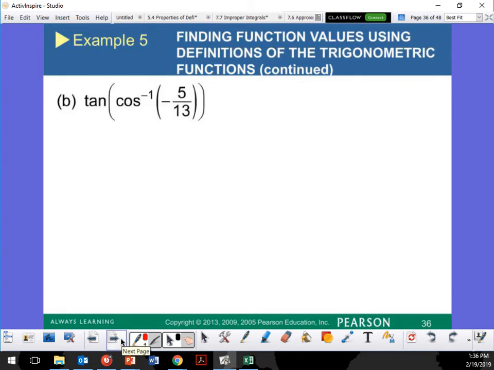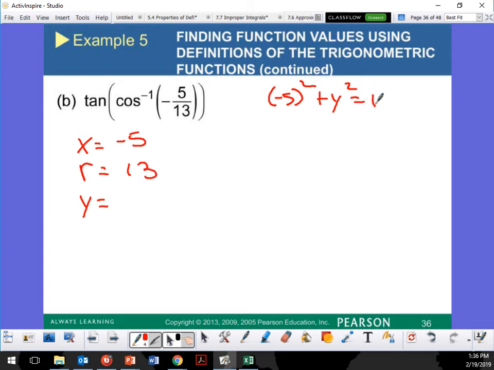All right, what's cosine? Cosine is X over R. So my X value is negative 5. Why has it got to be the negative? Because R cannot be negative. R is 13. Okay, and so what am I missing? Y. So we're going to get what? 12. Yeah. So negative 5 squared plus y squared equals 13 squared. So y squared is 144. So plus or minus square root of 144.